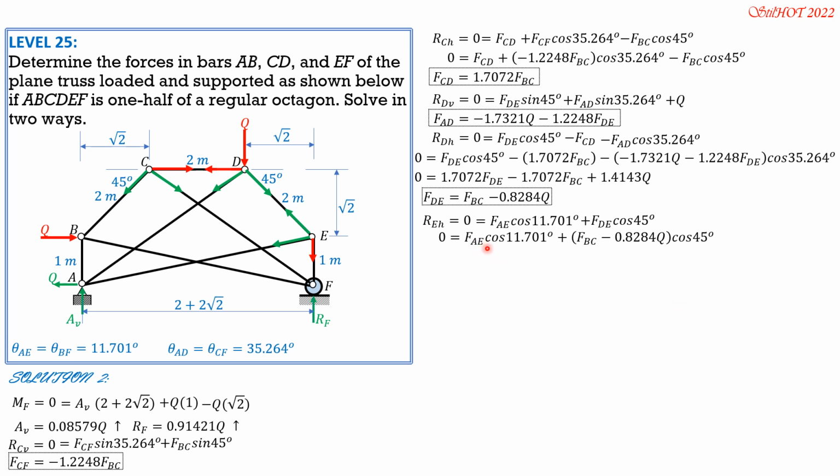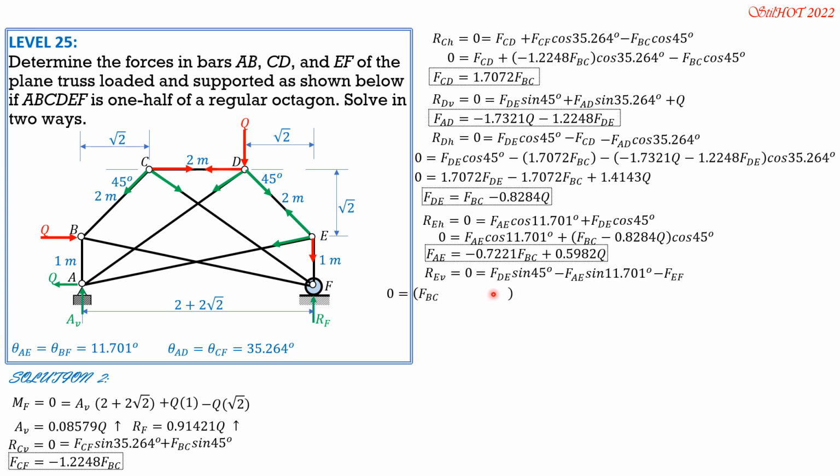So we can now express FAE in terms of FBC and Q. FAE is, use your calculator there, 0.7221 FBC plus 0.5982 of Q from this equation here. Then RE vertical equals 0. So 0 equals FDE sine of 45. Vertical component of FDE is FDE sine 45 minus FAE sine of 11.701, then minus FEF.